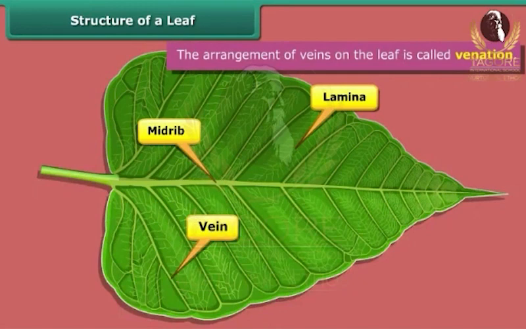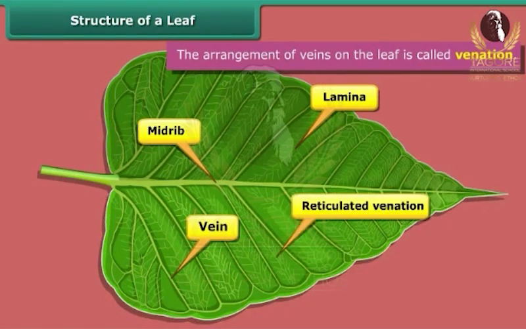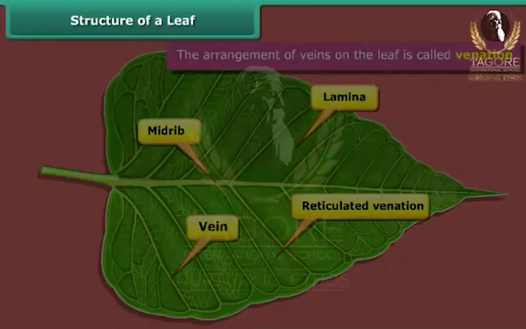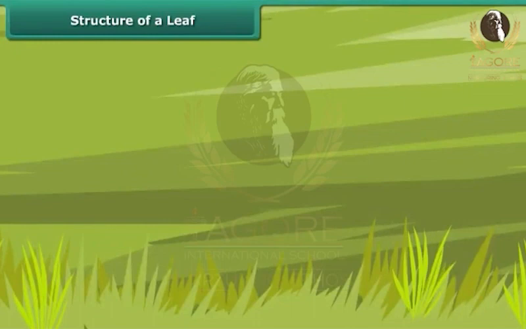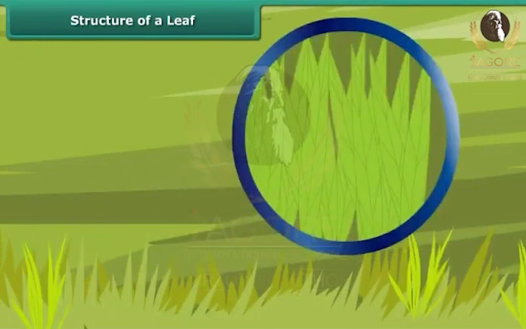When veins appear to branch from the midrib, the venation is called reticulated venation. When the veins run parallel to one another, the venation is termed as parallel venation. This type of venation is generally found in the leaf of grass.